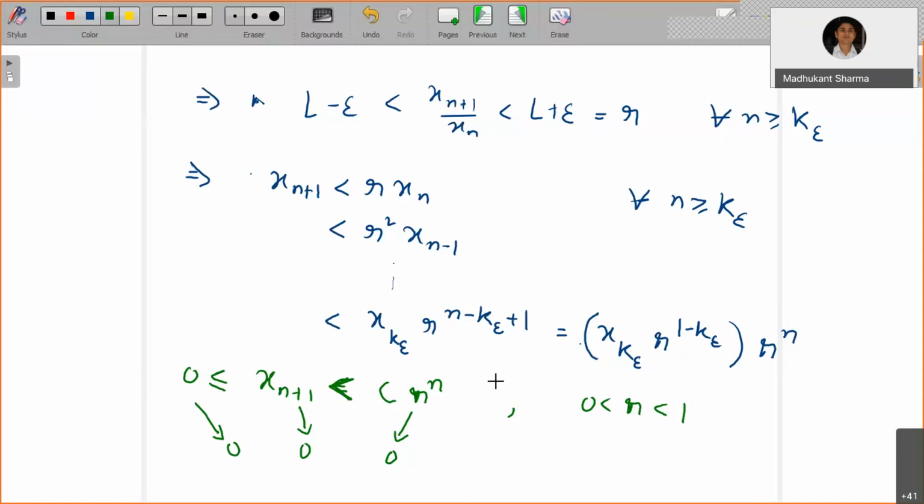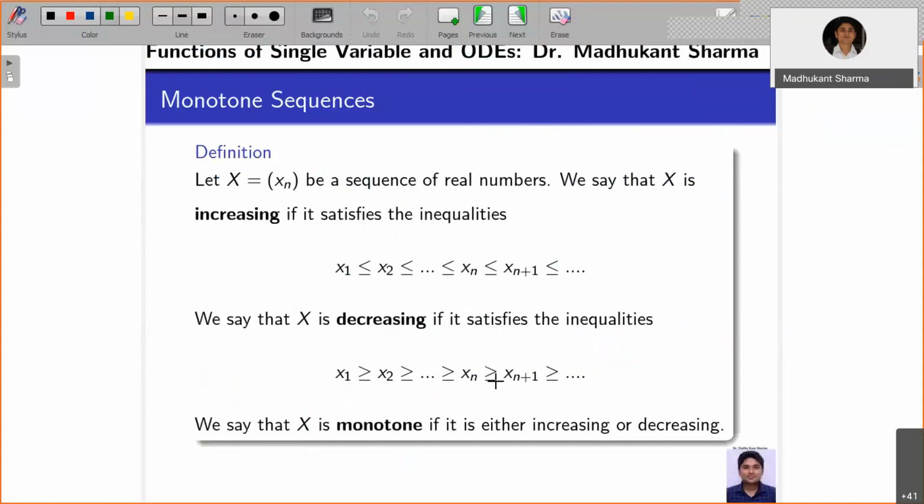Okay, so let's define the definition for monotone sequence. I hope the behavior will be clear. Let x be a sequence of real numbers. We say that x is increasing if it satisfies the inequality. Increasing means the terms have been put down in some order: we start with the lowest value, that's sure, but we don't know what the upper bound will be.